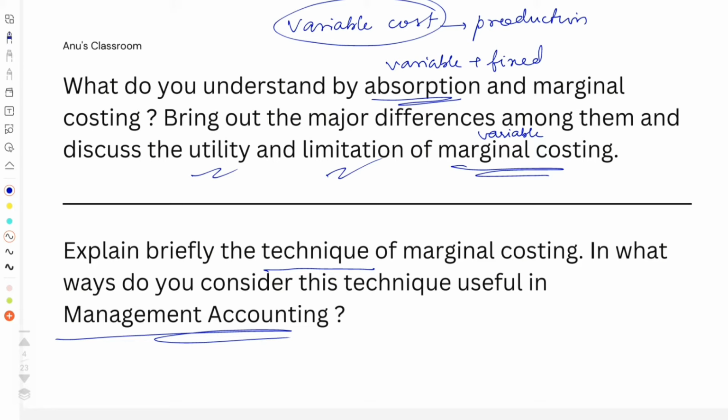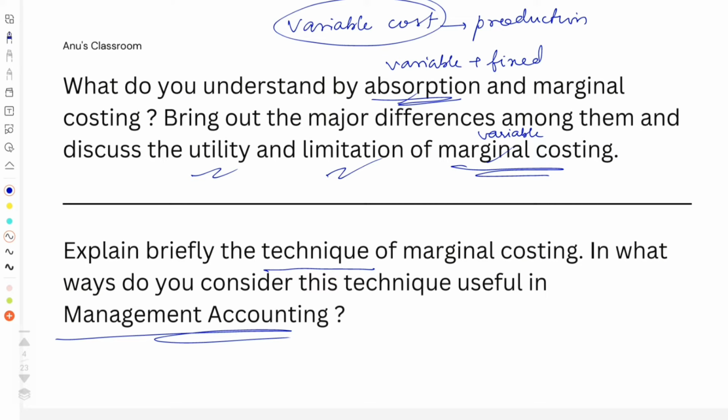Now, some of the key differences between absorption cost and marginal cost: first, as we said, marginal cost does not consider fixed costs in product or inventory valuation, whereas absorption cost takes into consideration both the fixed and variable cost. So in marginal costing, cost can be classified into fixed cost and variable cost, whereas in absorption costing, cost can be classified as production cost, distribution, selling, administration. All those different classifications are possible.